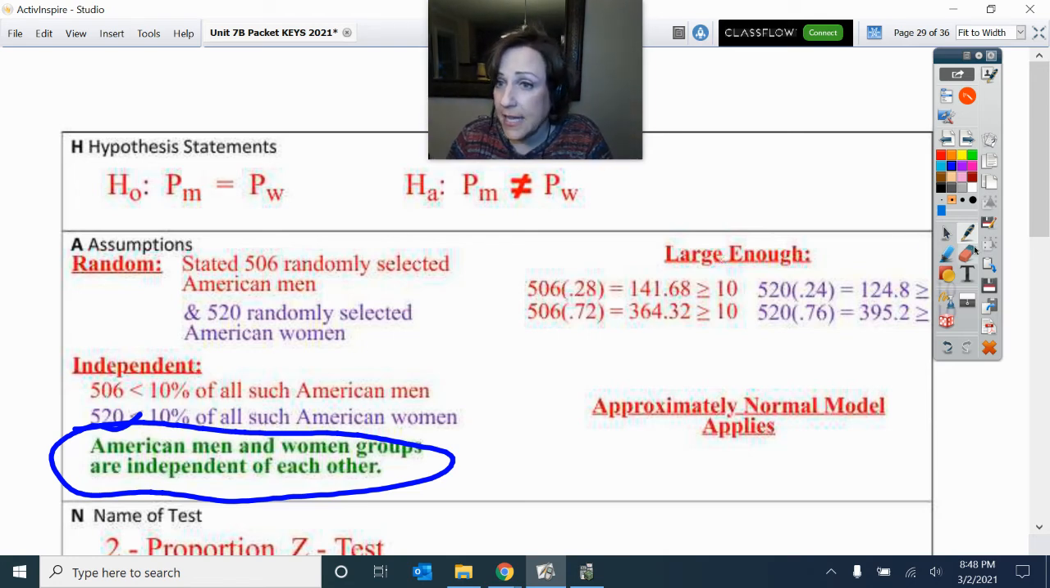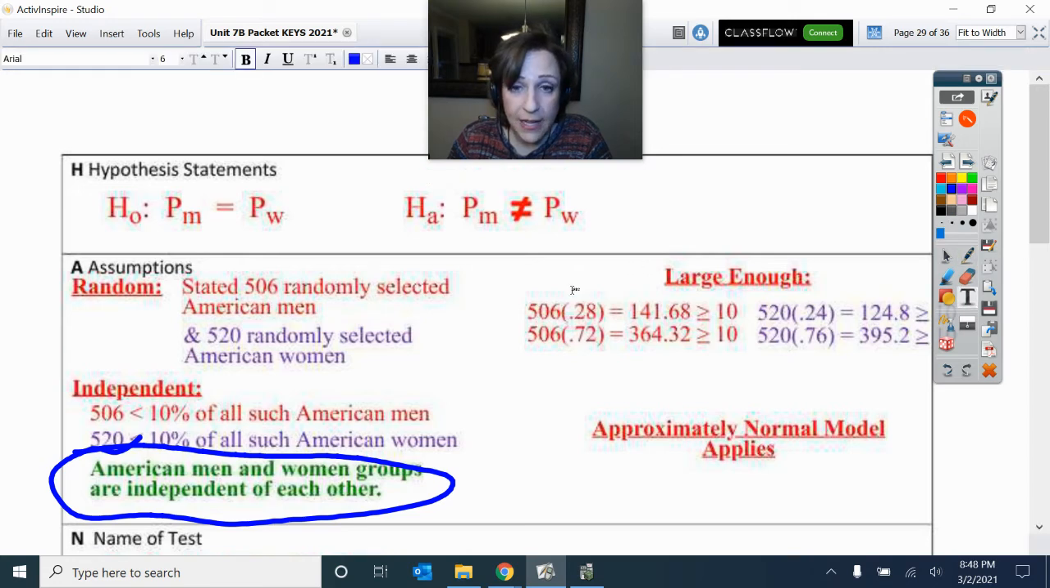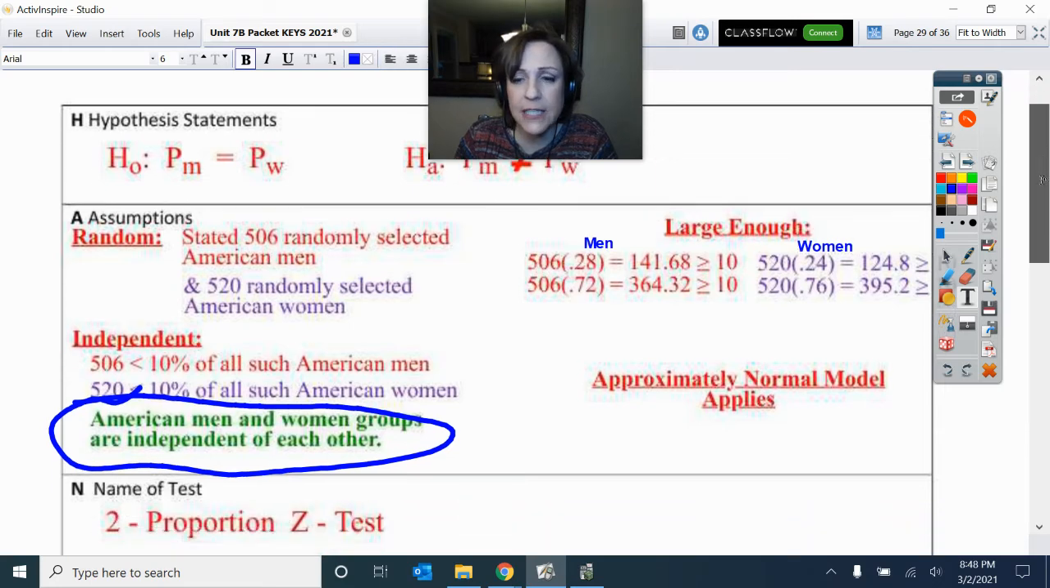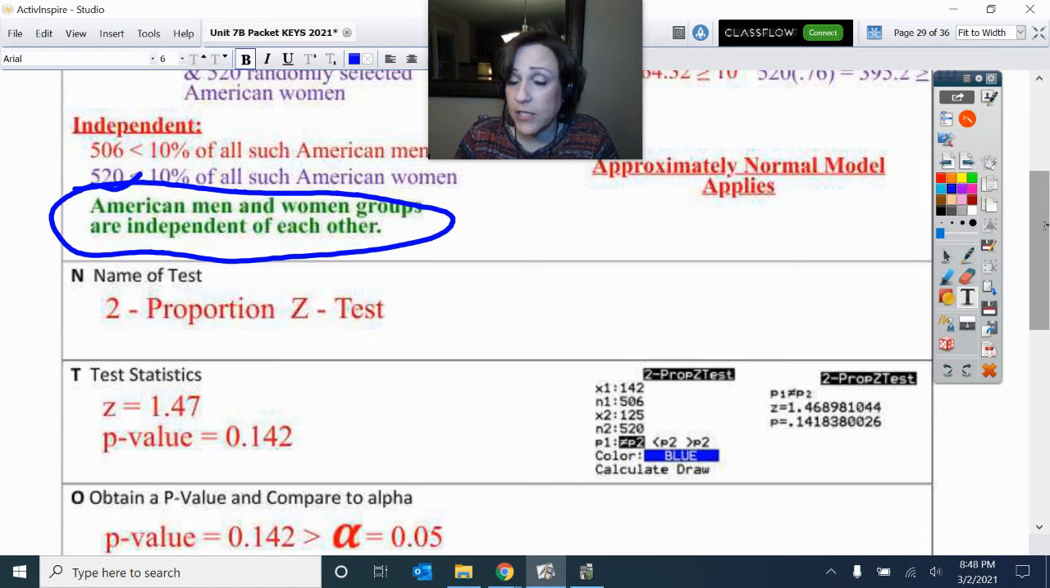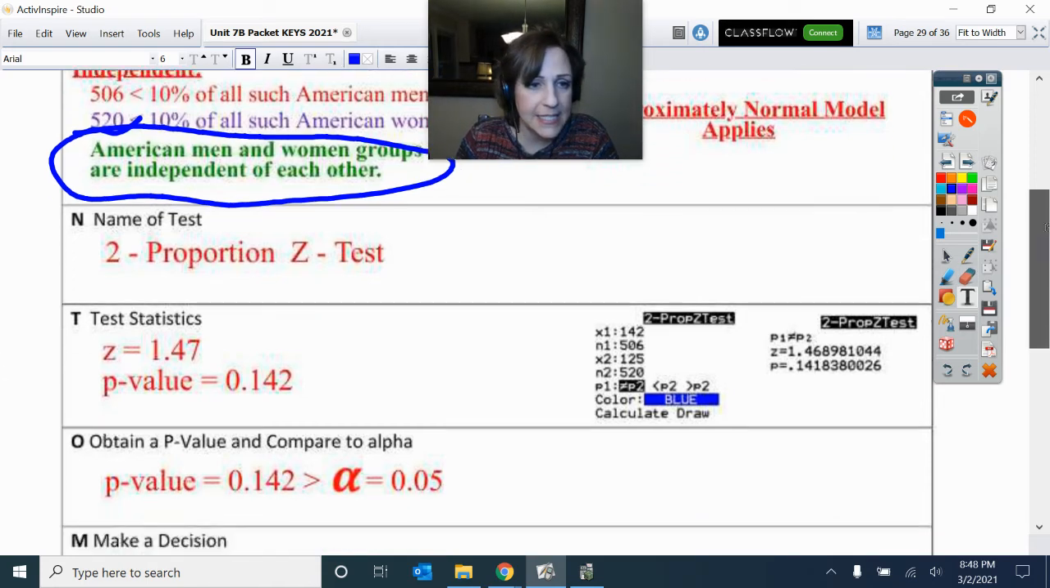And again, it would have been nice if I had defined it here. I think I'm going to go back and put this on the answer key before I load it. I would say this is for the men, and over here this one's for the women. So label those so there aren't just random numbers thrown in there. Let's organize it so it's very clear what you are communicating. So they were both greater than or equal to 10. Approximately normal model applies, so we have a 2 proportion Z test.